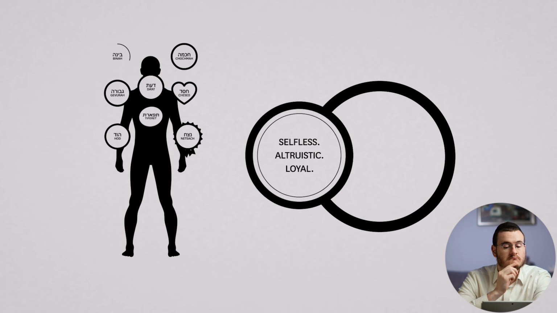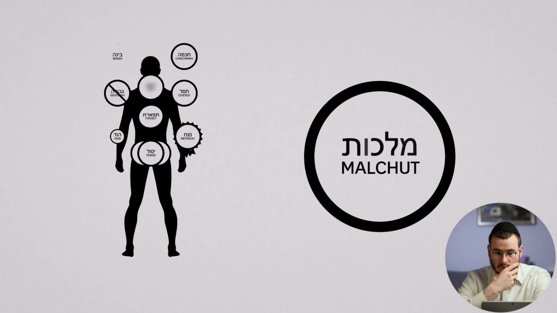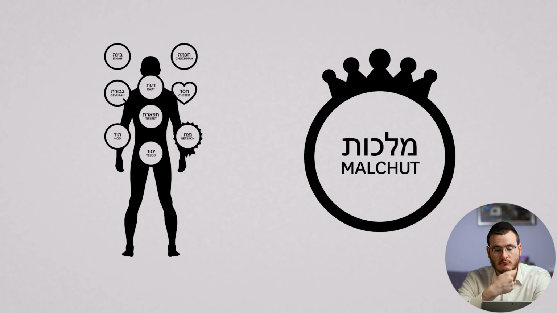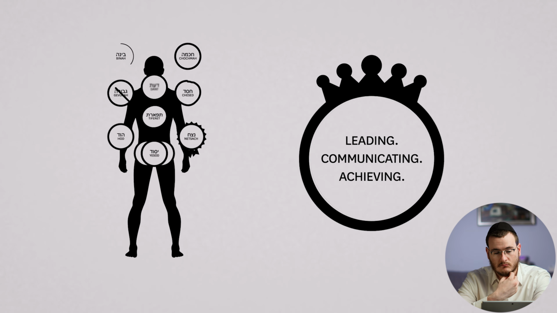And last, but not at all least, Sefirah 10, Malchut. Malchut has multiple functions. It is the power of speech and action, effective communication and leadership, and to be receptive to others. It enables us to be leading, communicating, achieving.